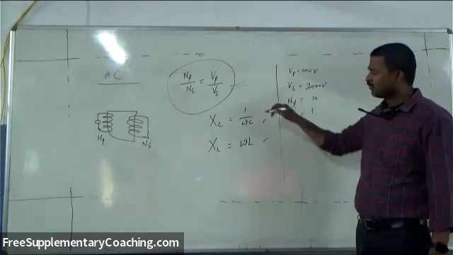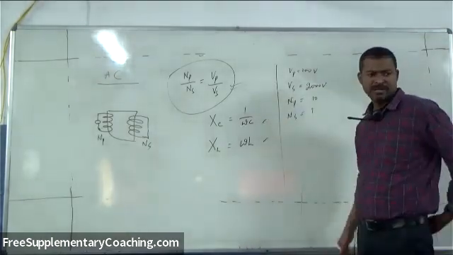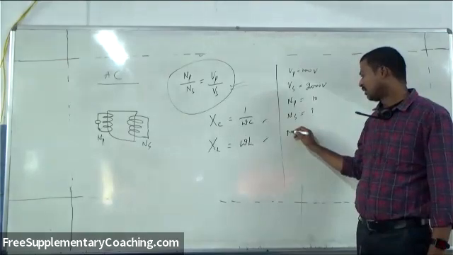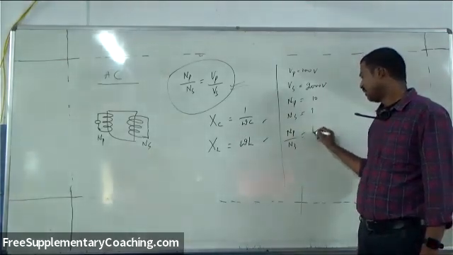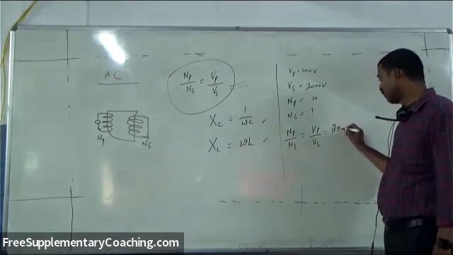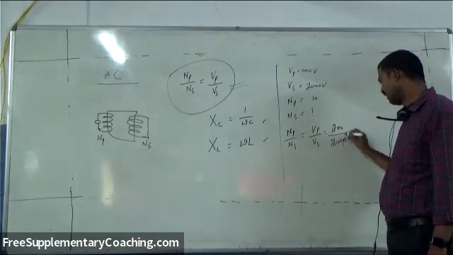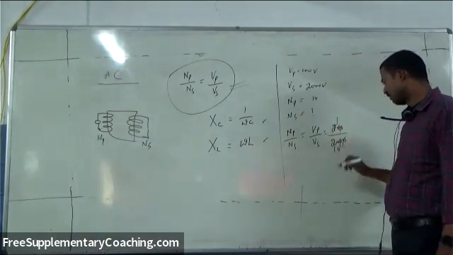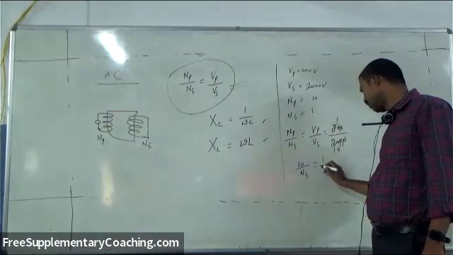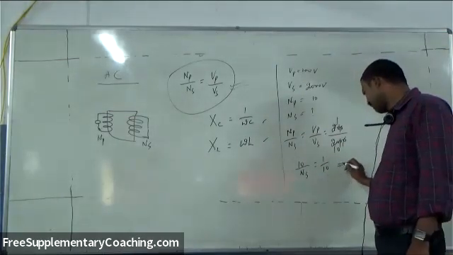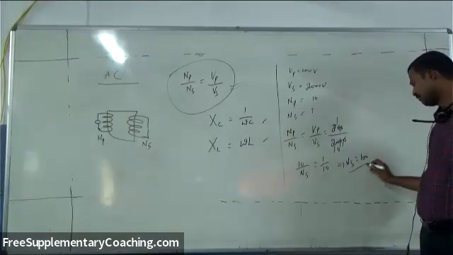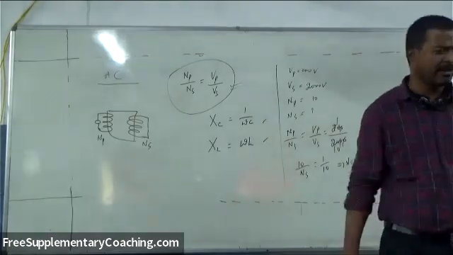Simple. Before that, one question is given: what is the transformer ratio? From that only we can find the number of turns in the secondary coil. That is NP by NS is equal to VP by Vs. VP is 200, and 2000 is Vs. NP is given as 10, NS we need to calculate, and we got the ratio as 1 by 10. Then the number of turns in the secondary coil will be 10 into 10, that is 100. Number of turns will be 100.